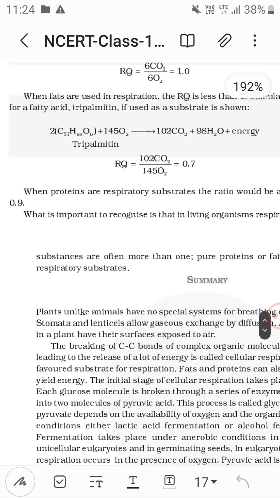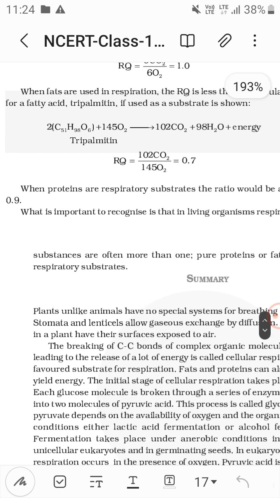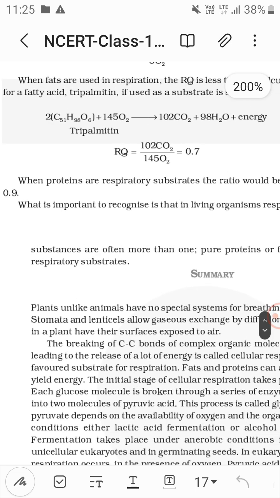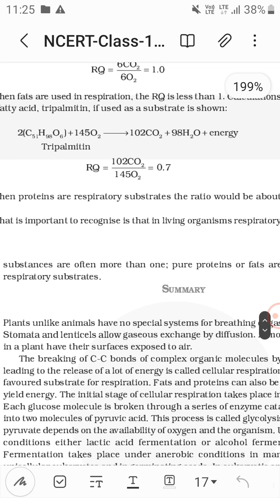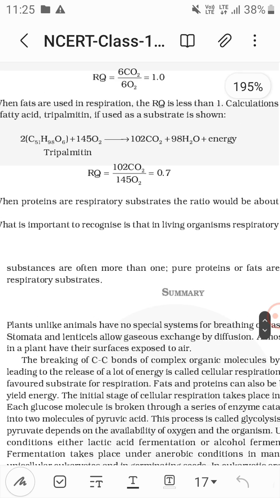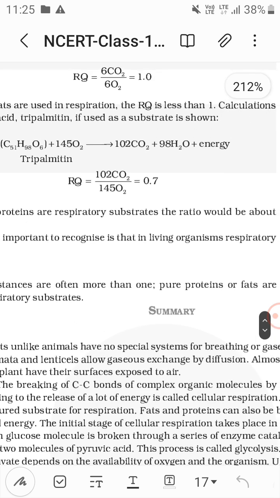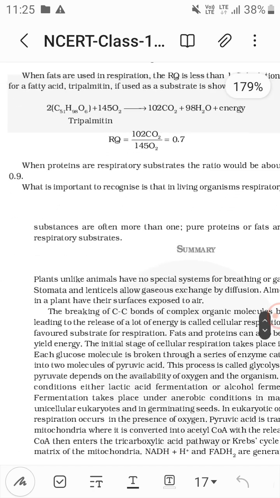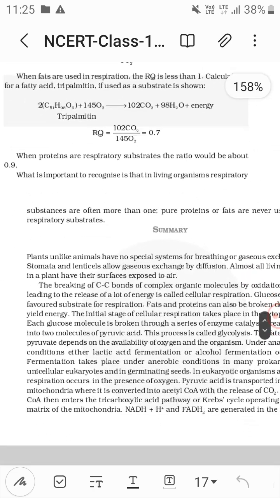So in two molecules of C51H98O6 plus 145 oxygen used, 145 is in the denominator, and in the numerator it is 102 CO2. So the respiratory quotient is 0.7. So this is it.